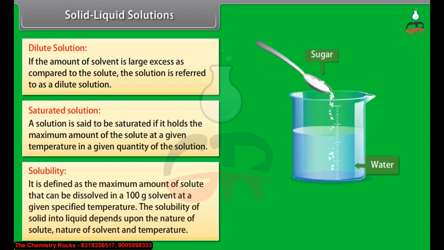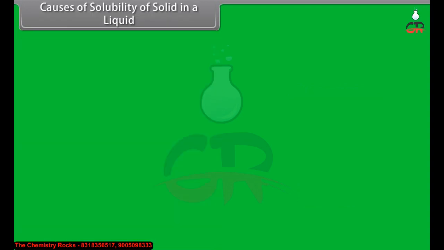It is defined as the maximum amount of solute that can be dissolved in a 100 gram solvent at a given specified temperature. The solubility of solid into liquid depends upon the nature of solute, nature of solvent, and temperature. Causes of solubility of solid in a liquid.